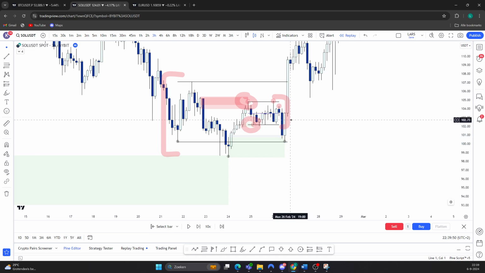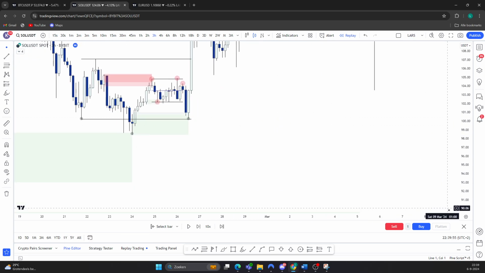Hope you guys understand order blocks more now. So we have an order block, we have structure supply. Let's recap it like we always do.